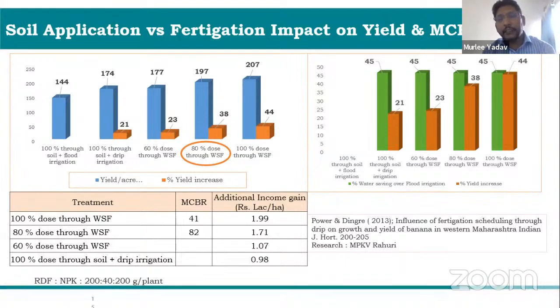And parallelly, if you see the right side chart, there is a 45% saving of water. So see here how much saving of water, how much improvement in yield. And if you talk about increase in income, when we go towards 100% fertigation, you can increase by 1.99 lakh rupees per hectare. You can get almost 2 lakh per hectare extra benefit in comparison to soil application. The marginal cost benefit ratio can go up to 82, meaning when you spend 1 rupee extra, you will get 82 rupees extra in benefit. So this is the benefit of technology.